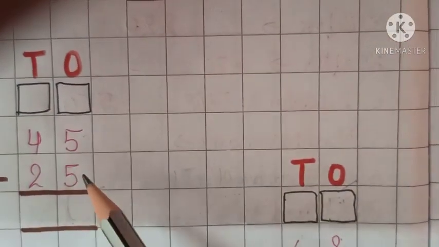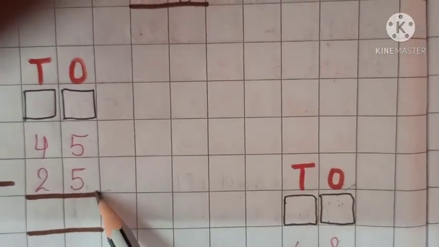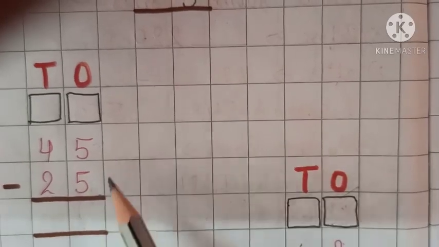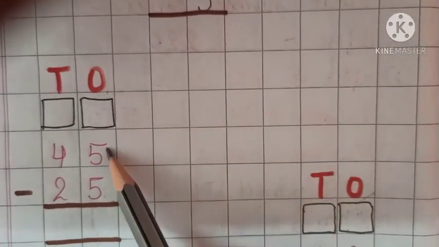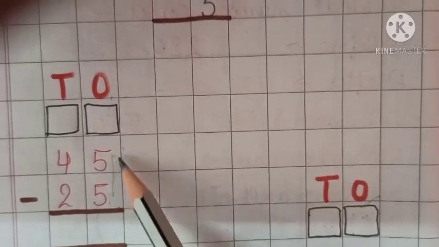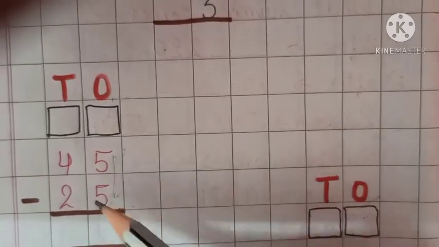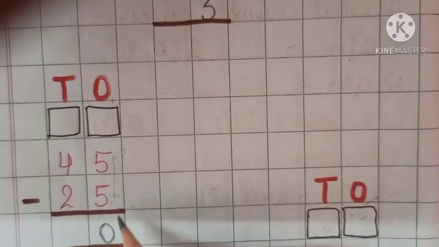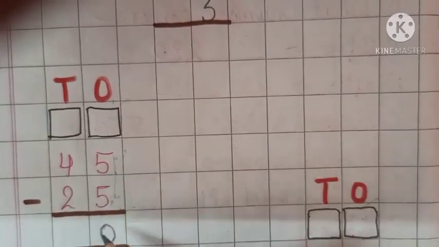Here numbers are the same, 0 is the game. That means if the numbers at one's place are the same, 5 and 5, here the numbers are same. So the answer is 0 here. When we subtract 5 from 5, we get 0.